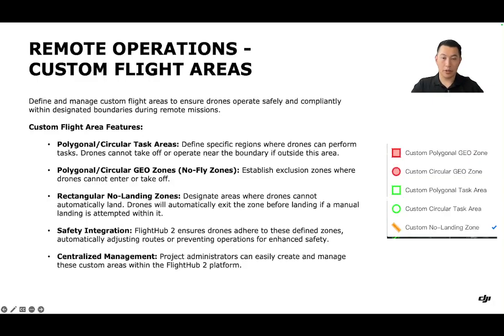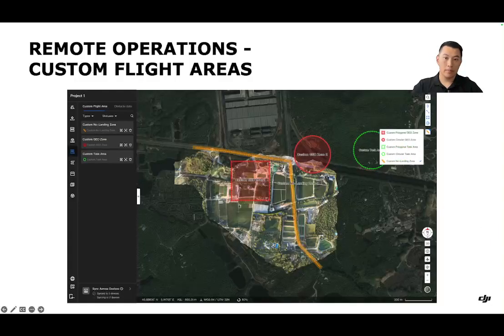Custom flight areas can be created to ensure safe and compliant operations during remote missions. These custom flight areas include task areas defining where drones can perform tasks, GEO no-fly zones, and no landing zones, which designate areas where drones cannot automatically land. FlightHub 2 ensures drones adhere to these defined zones, adjusting routes automatically. So here's an example of how it would look on FlightHub 2 of the custom flight area, showing a task area in green, a geo zone in red, and a no landing zone in orange.